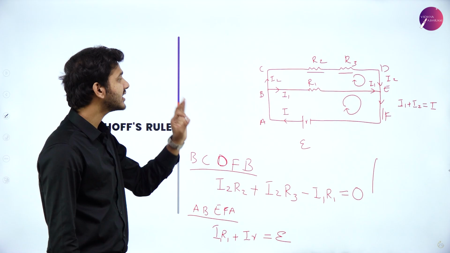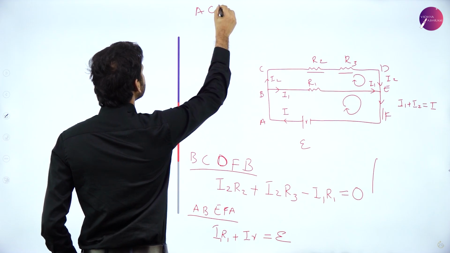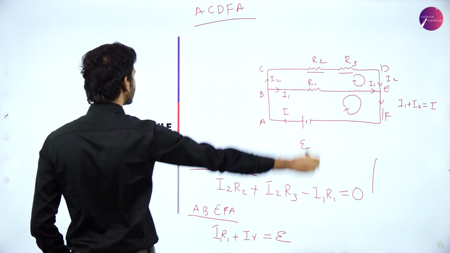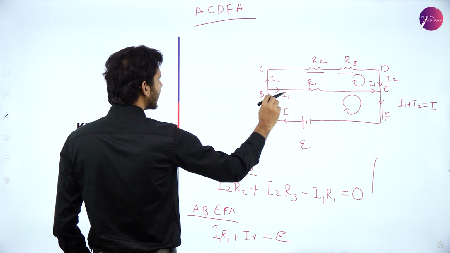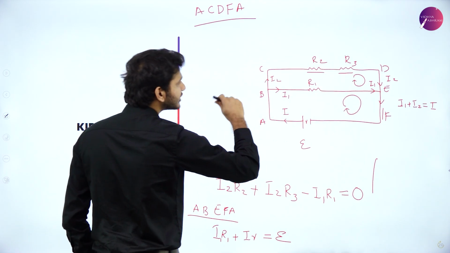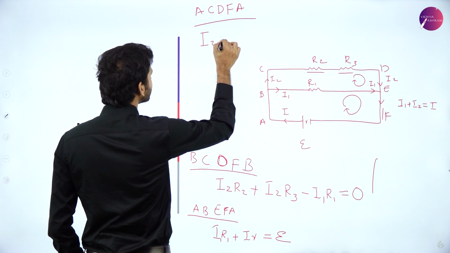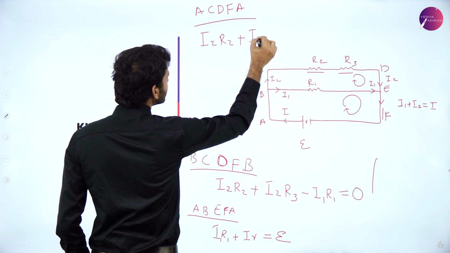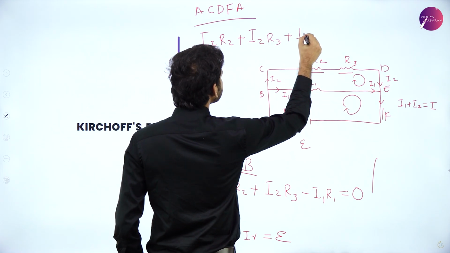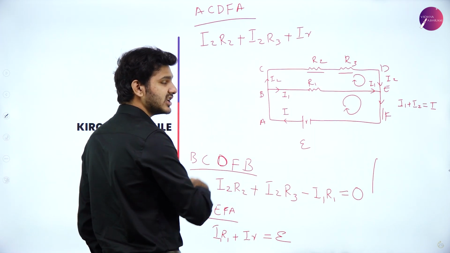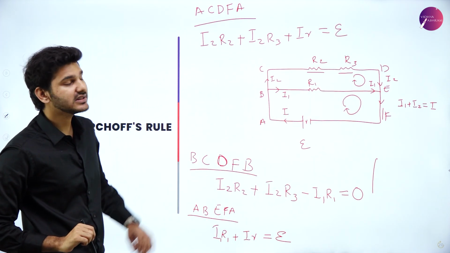And now for the third and final loop, that is ACDFA. So here again, I current is coming here. It is splitting into I2 and I1. And since we are taking the outermost loop, we can say that I2 current is flowing through R2. So I2 R2 plus I2 R3. I1 and I2 combine together to form I, which means that it is Ir amount of current flowing through the EMF of the battery. And there is only one cell in the circuit. And this will be the equation for the third loop.